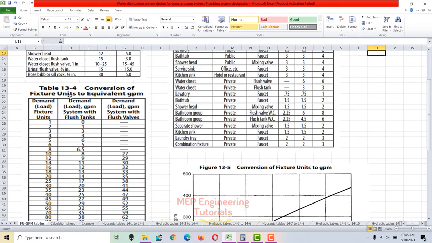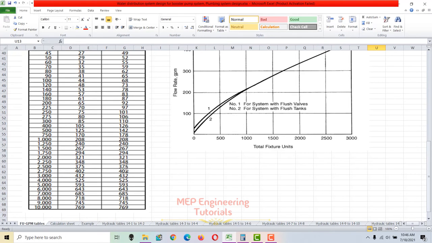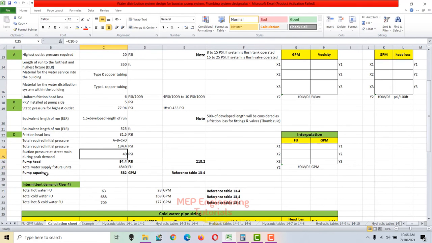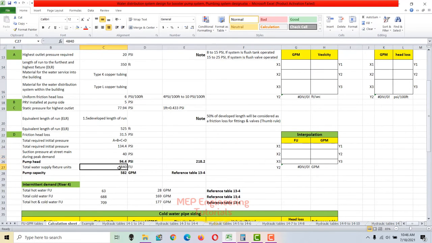If you see the conversion of fixture unit to equivalent GPM, this is for the flush tank, and this is for the flush valves. If you note, after 1000 fixture units, values are the same for flush tank and flush valves. In our case, we have to check for 4840 fixture units. We have 4000 and 5000, so we will apply the interpolation formula to get the exact value of the GPM at 4840.